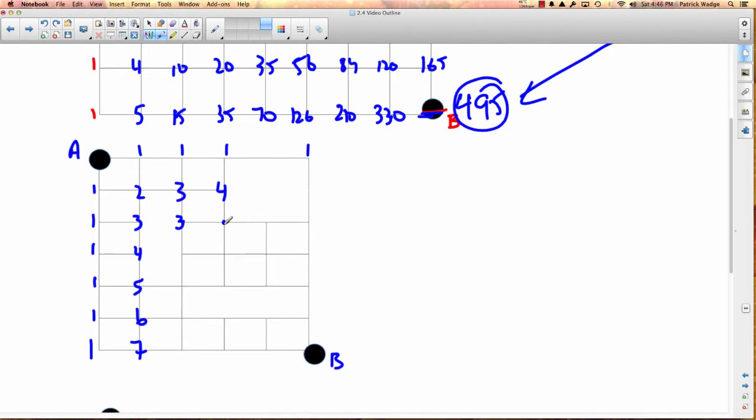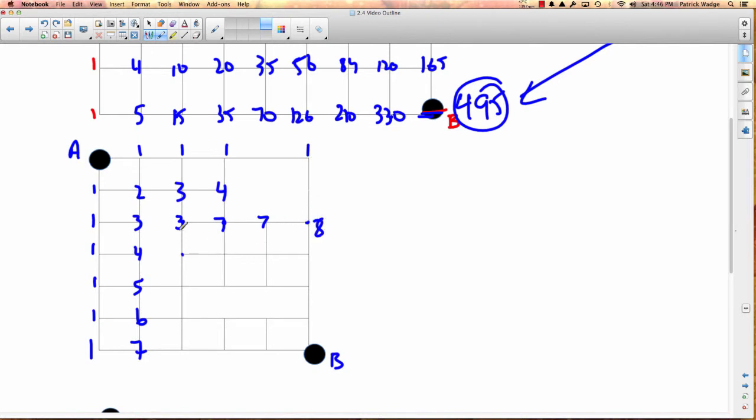But on the other hand, in order to get to this point, you could come from the 4 or you could come from the 3. That's why you add them together and get 7. How many ways to get here? There's only 1 way to get here from the 7, so it's still 7. How many ways to get here? You could come from the 7 or the 1, so it's 8.